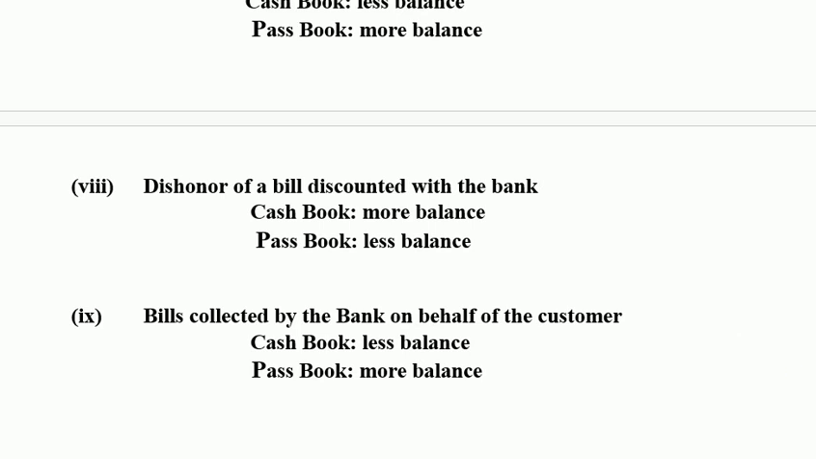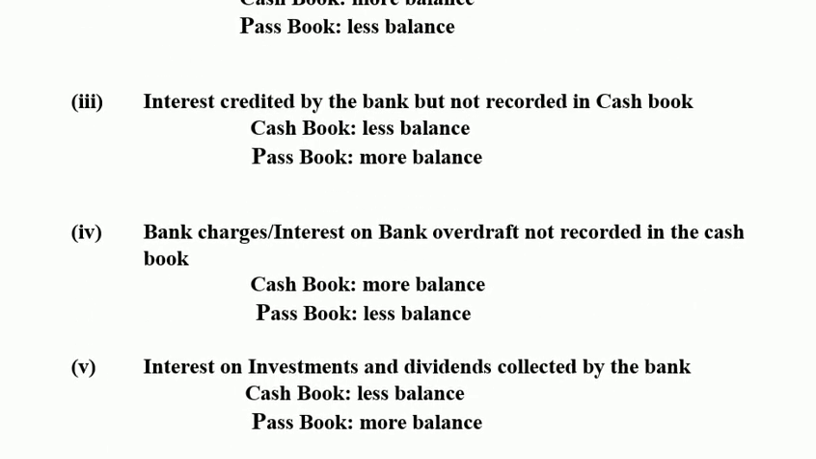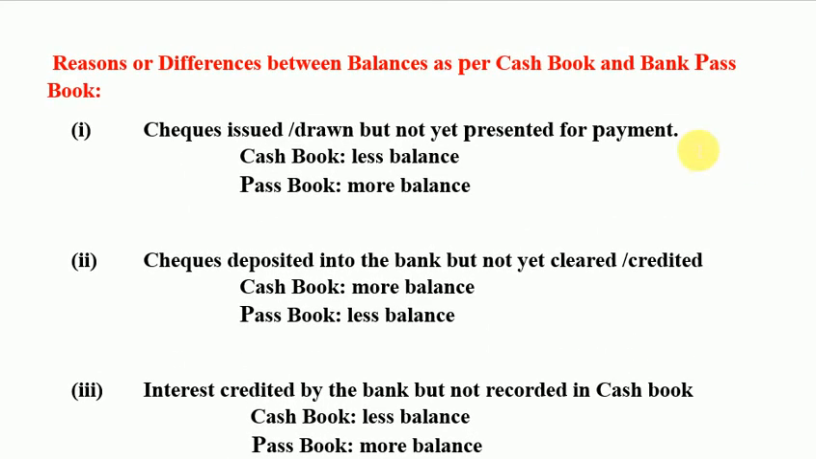You have to note down all these exactly the way it has been shown in the video, with the effect: cash book less balance, passbook more balance, under this heading, reasons or differences or causes between the balances as per cash book and bank passbook. Now, having understood and discussed these causes, we can move easily with preparation of bank reconciliation statement in the next class. So you have to make a note of this, so that in the next class you will be able to follow how we are going to do the accounting for preparing bank reconciliation statement.